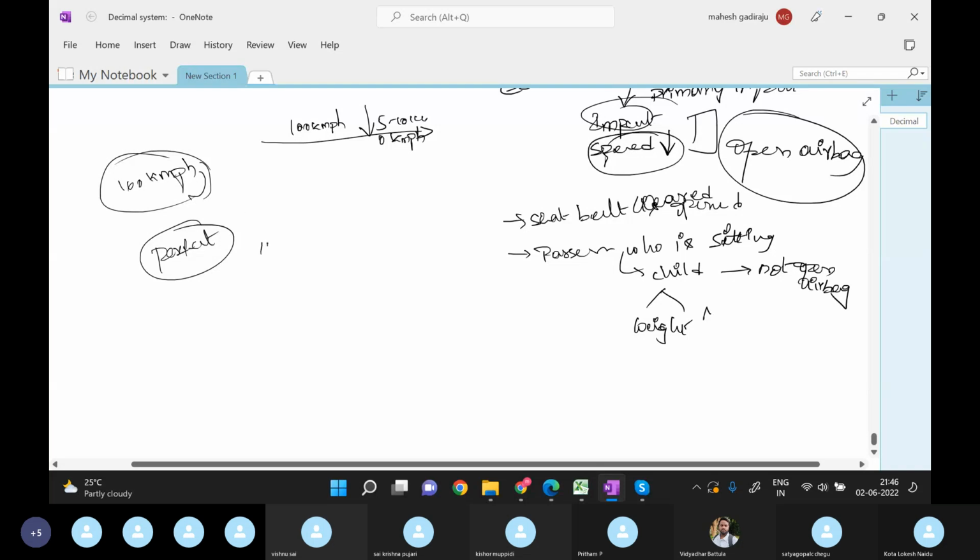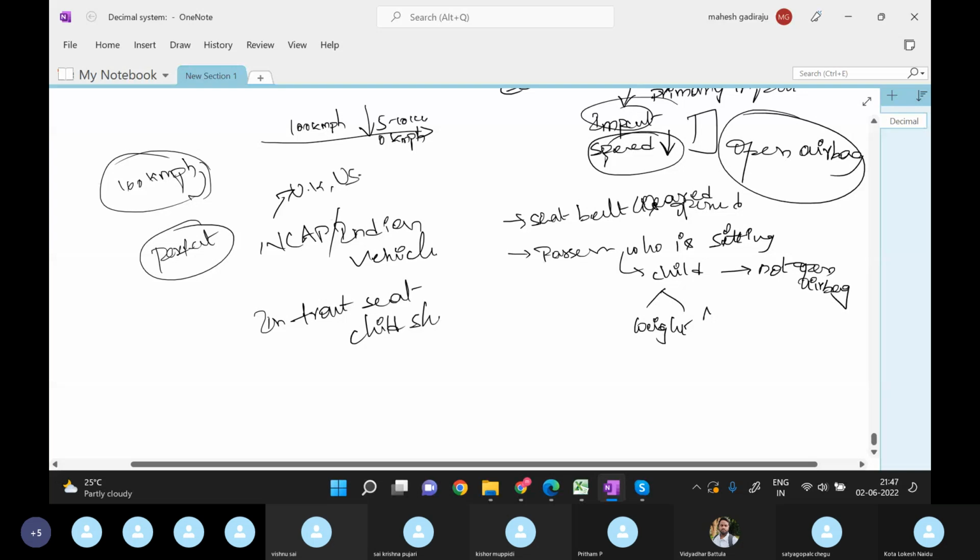And moreover, as per NCAP regulations or the Indian government regulations, in India we have vehicle regulations, in the front seat a child should not sit. NCAP is for the UK and USA governments. They follow NCAP regulations. In India we have a separate regulation. They both follow the same in case of airbag openings. So in the front seat, a child should not be there. Even if a child is sitting, the airbag will not open at all.